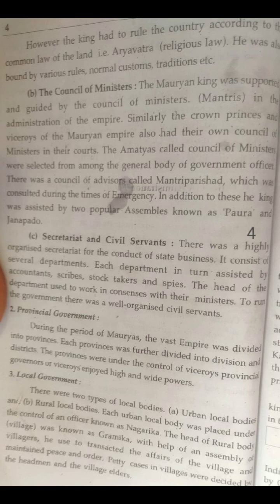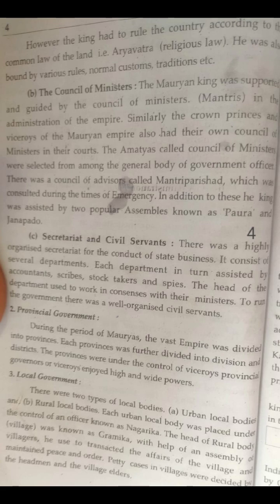Provincial government. During the period of the Mauryas, the empire was divided into provinces. Each province was further divided into divisions and districts. The provinces were under the control of viceroys or provincial governors, who enjoyed high and wide powers. Local government. There were two types of local bodies: urban local bodies and rural local bodies. Each urban local body was placed under the control of an officer known as Nagarika. The head of a rural body, the village, was known as Gramika.